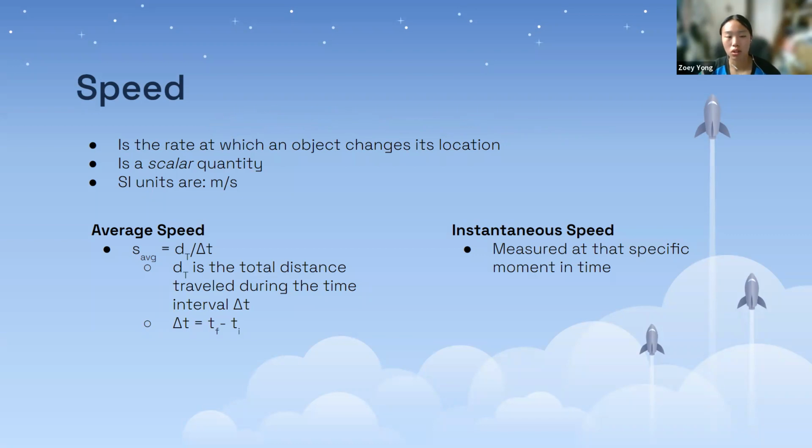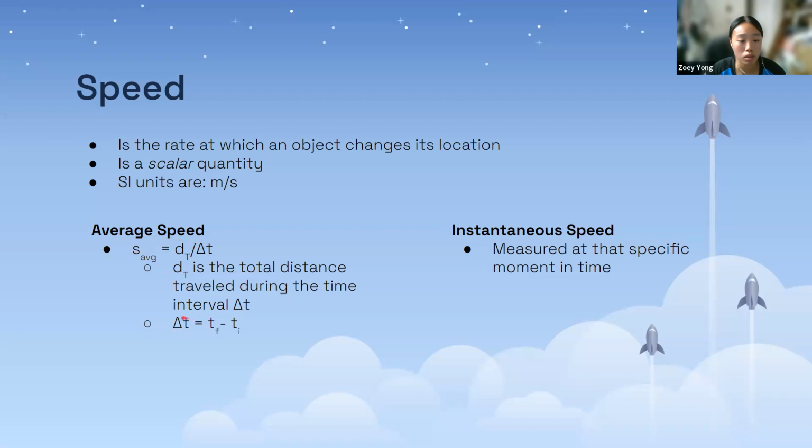The SI units are meters per second, so the official units are meters per second, but you probably know other units like miles per hour, which is what our cars go at, or kilometers per hour, which is what cars in other countries go at. Average speed is written like this: S average equals the total distance traveled, which we now know how to calculate from the problems we did earlier, divided by delta t, the change in time. We're going to be using that formula later.